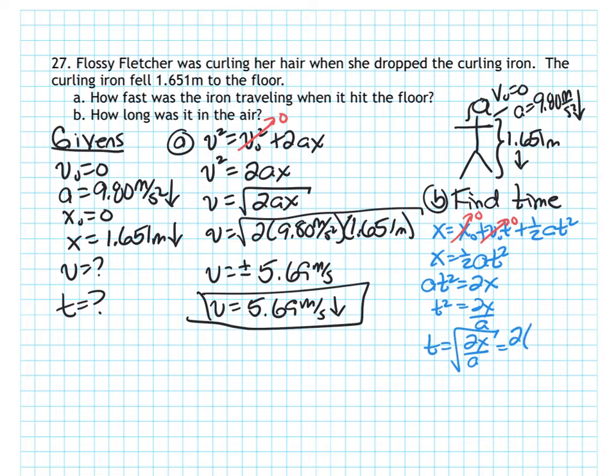So that's going to be 2 times 1.651 meters divided by the acceleration of gravity, 9.80 meters per second squared. All that's under the square root. Now remember, x and a have to be the same sign because they're going in the same direction. It doesn't matter if you make them negative or positive, they just got to be the same. And then when I do this, I get the time to be 0.580 seconds.